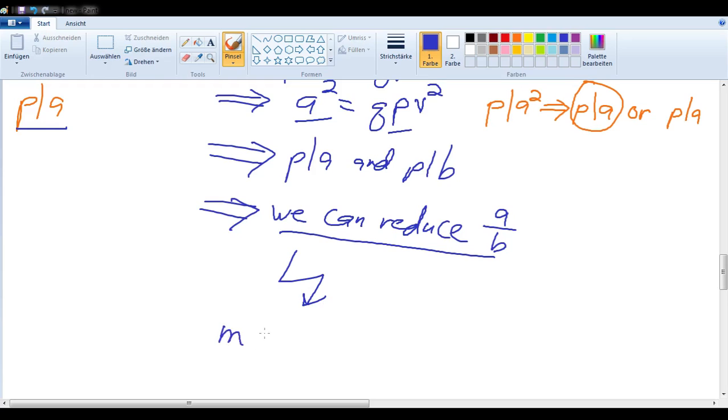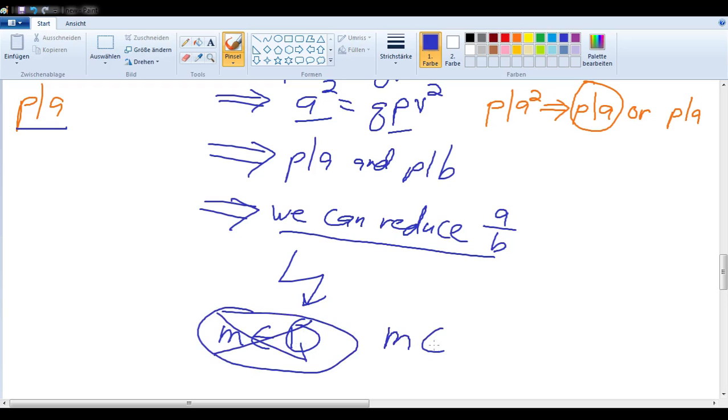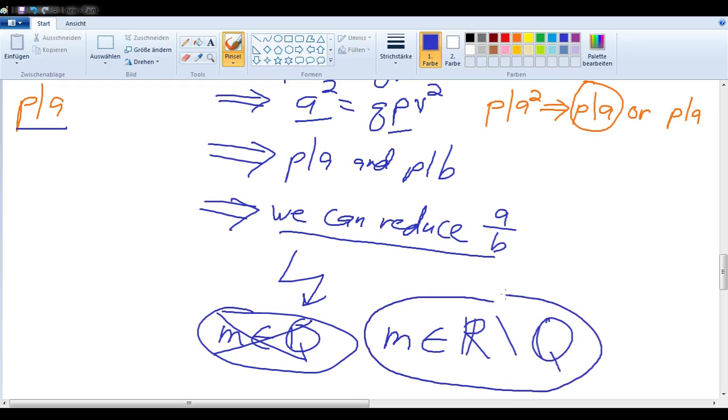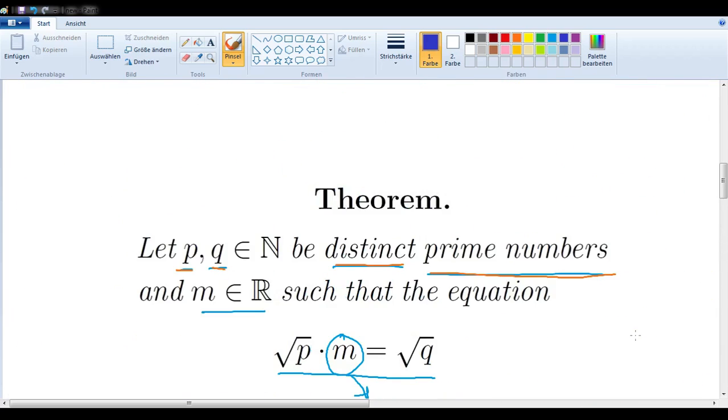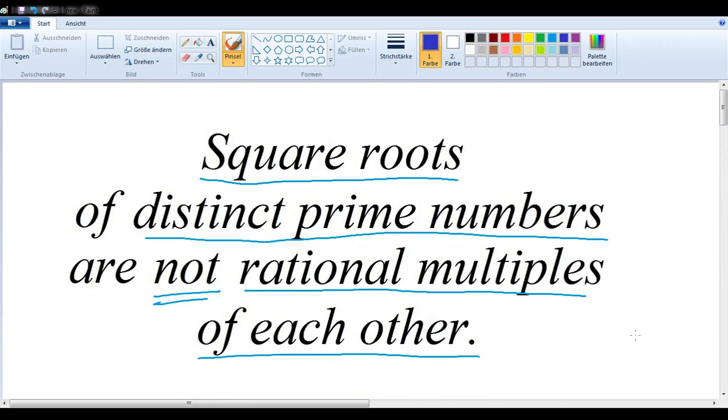We had assumed m was a rational number. We now see that cannot be the case. M must be an irrational number, which is what we set out to prove. And that tells us that square roots of distinct prime numbers are not rational multiples of each other.